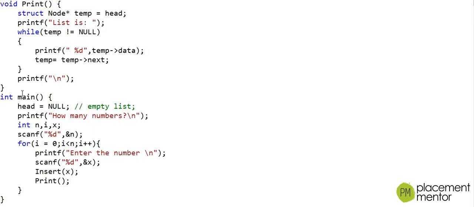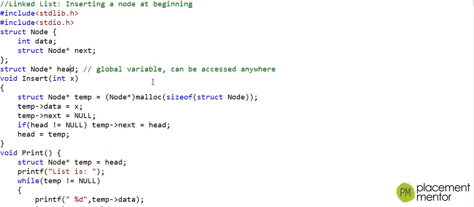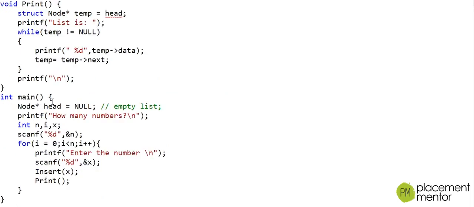Now coming back to the fact that we have declared this head as global variable, what if this was not a global variable, this was declared inside this main function as a local variable? So I'll remove this global declaration. Now this head will not be accessible in other functions, so we need to pass address of the first node as argument to other functions, to both these functions, print and insert.